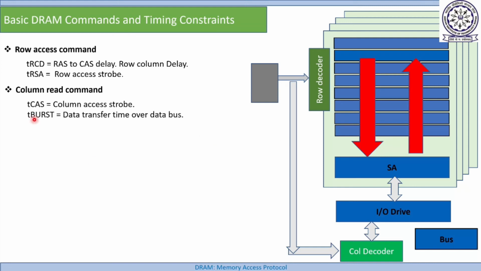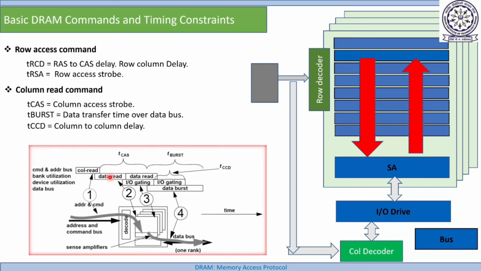So I'm again explaining it. The tCAS time, the column access strobe, starts from the time the column read command is issued to when the first data is available to transfer on the data bus. Once the data is ready to transfer, transferring the complete data takes tBUS amount of time. There is another time here called tCCD, which is an internal time. It is included in tBUS, so I'm not explaining it. I'm expecting you to read this book by yourself and try to understand what tCCD is.